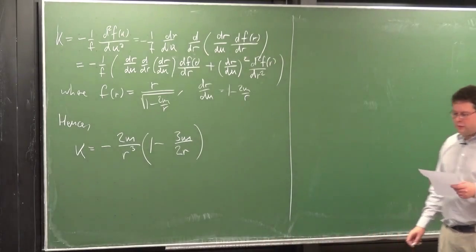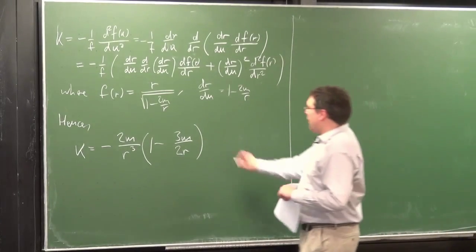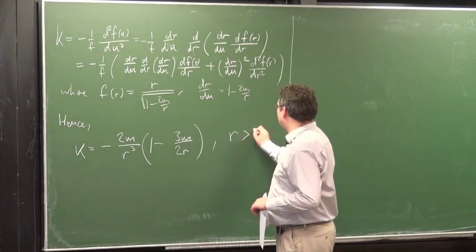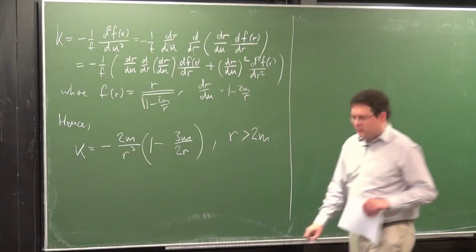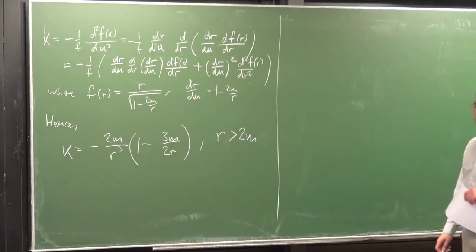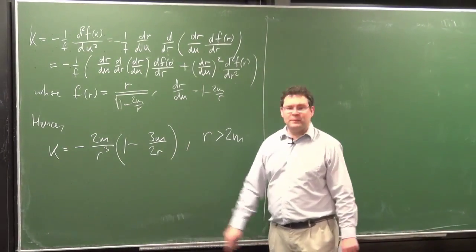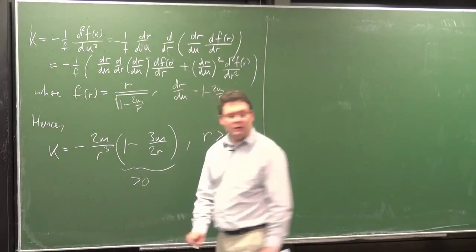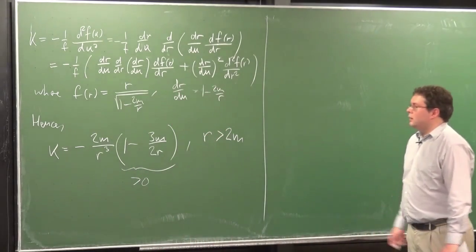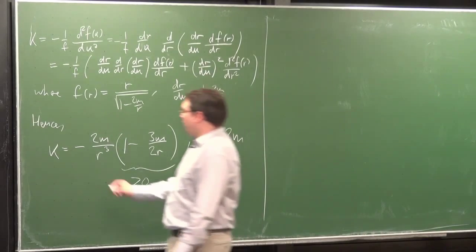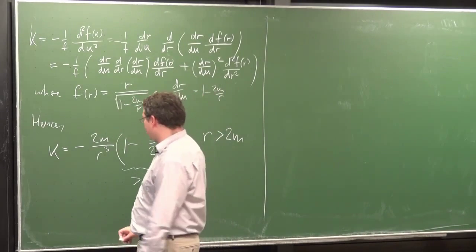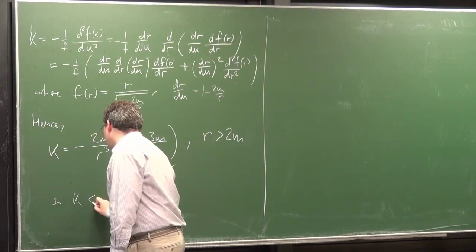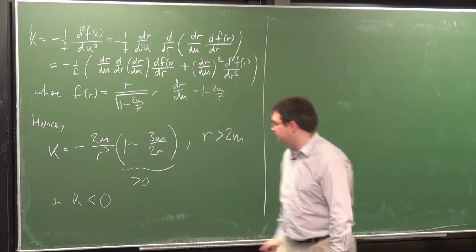So the terms collect nicely. And remember, we're in the static part of the space-time, outside of the horizon anyway, so we're outside of 2m. This is 3/2 m. So you see the bracket is actually always positive. So we see the Gaussian curvature of the Schwarzschild optical geometry is indeed negative everywhere.